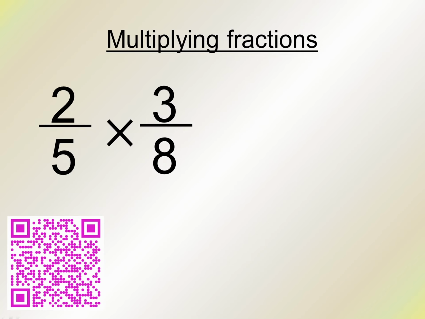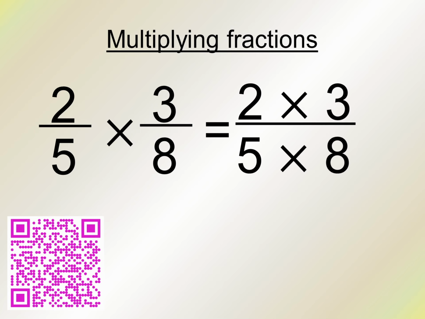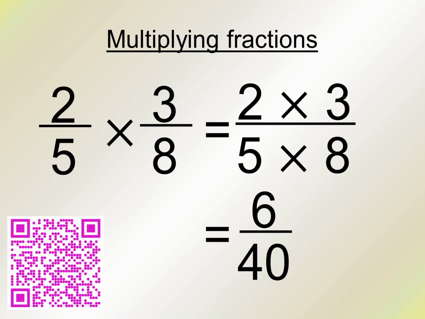Multiplying fractions is probably the easiest operation out of all the operations with fractions. You simply multiply the numerators separately and then the denominators separately as well. So 2 times 3, which is 6, 5 times 8, which is 40. So 6 out of 40. Always check if you can simplify, which in this case you can. 2 goes into both 6 and 40, which simplifies to be 3 over 20.